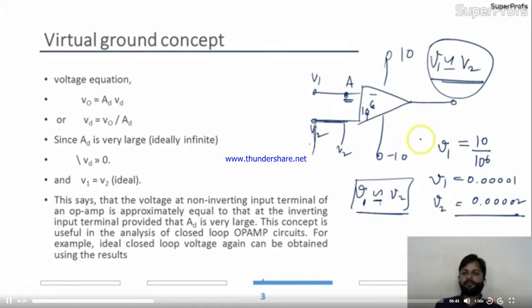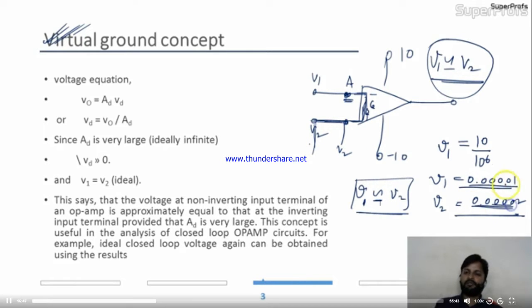Okay. Some people will take this concept the wrong way. They will say the terminals are shorted, and only then does this voltage become that voltage. I am not saying this is a real ground. I'm saying this is the virtual ground concept, an imaginary kind of thing. And why are they equal? Because the voltages are very low.